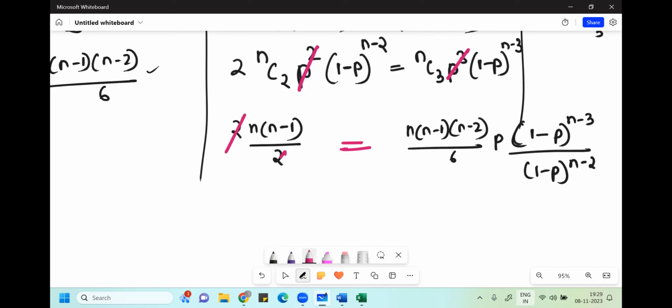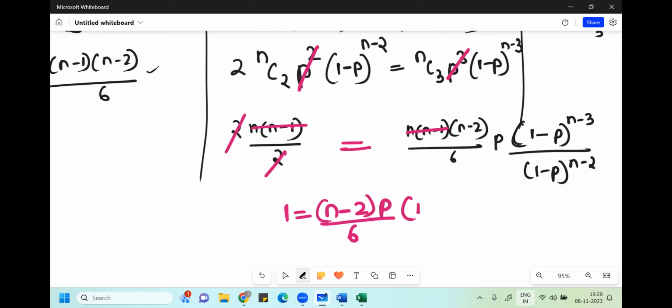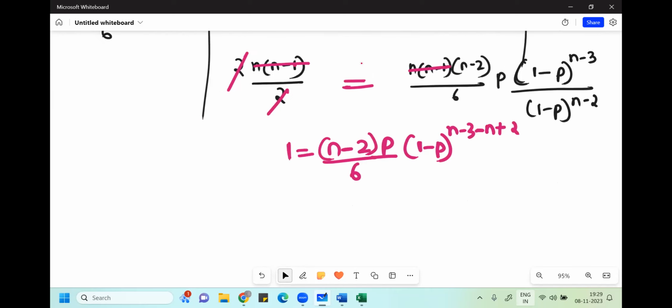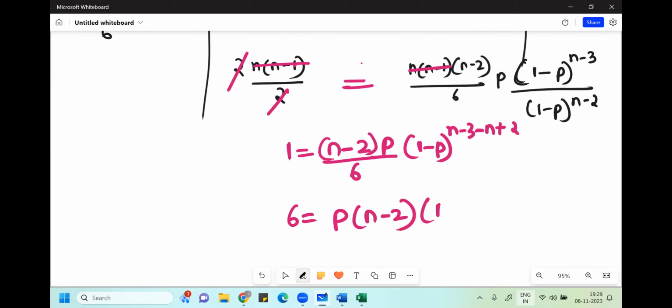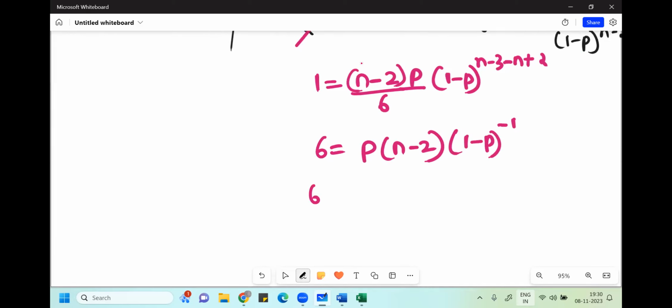So this gets cancelled. This gets cancelled. So this is n minus 2 by 6. This is p, and this would be 1 minus p to the power n minus 3 minus n plus 2. You know the law of exponents. So I can write this 6 is equal to p into n minus 2, and 1 minus p to the power minus 1, as n gets cancelled. So I can write this as 6 is equal to p into n minus 2 by 1 minus p.